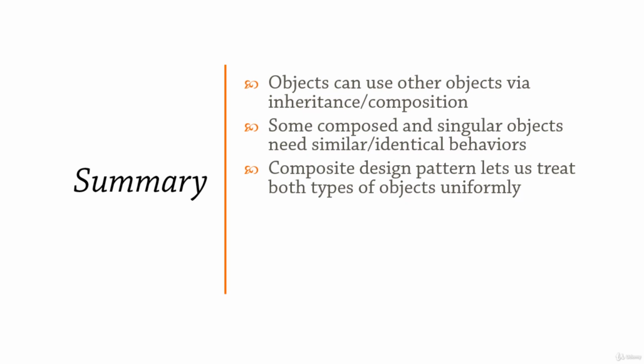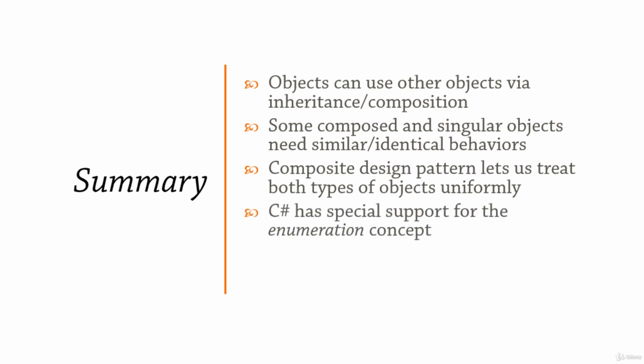Now, if we're talking about enumerating things, if we're talking about "please give me a list of all the items," then C# has special support for this enumeration concept because we have interfaces such as IEnumerable and IEnumerator, and so it's common knowledge how to actually use them and get them to return a sequence of elements.